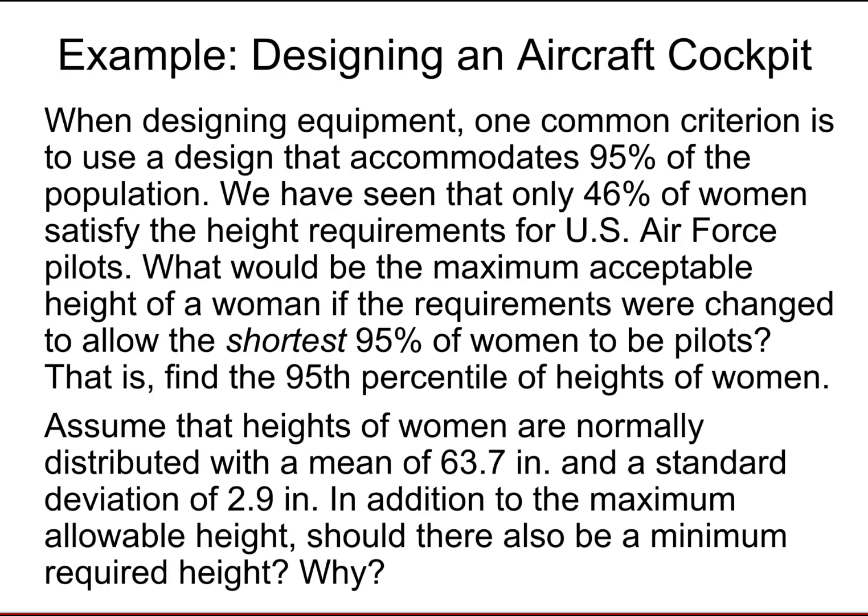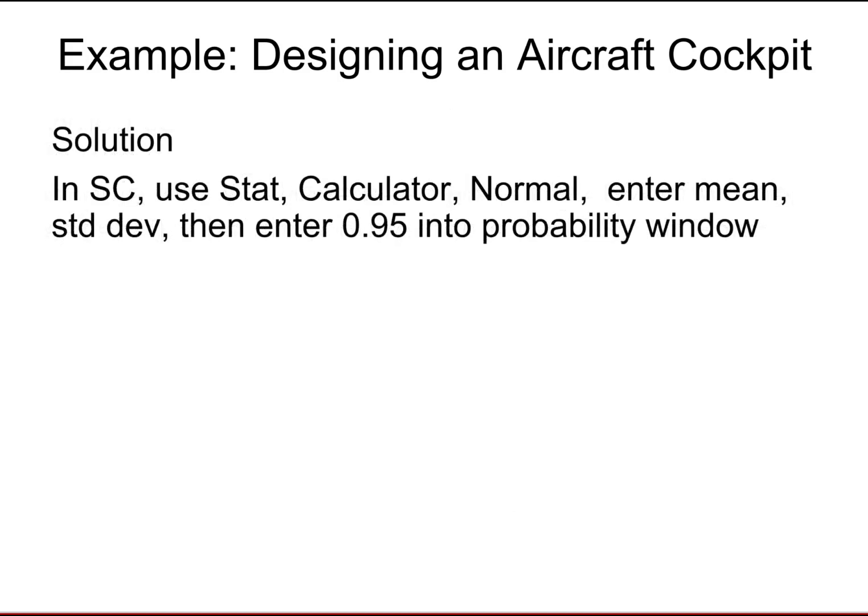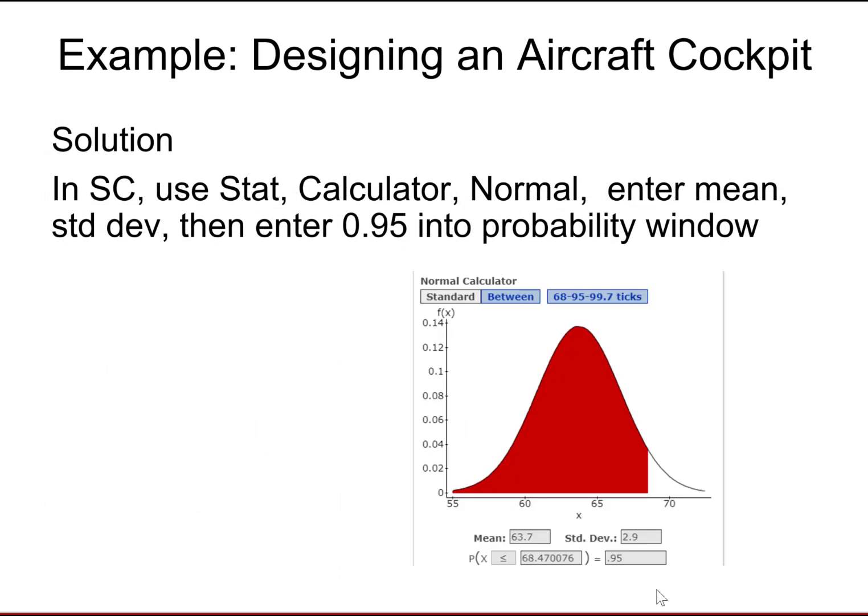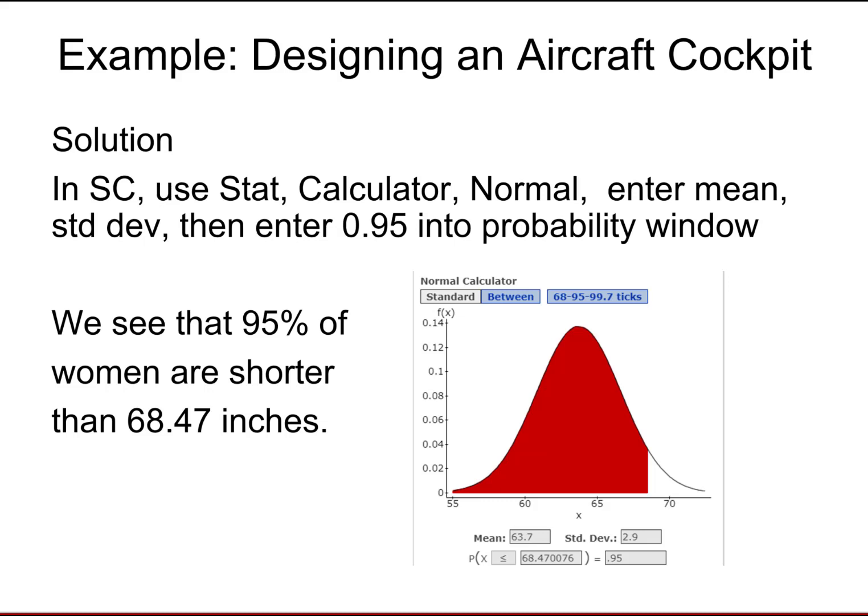If so, why? Okay, so I'm going to go into StatCrunch. I'm going to enter the mean and the standard deviation, and then I'm going to put 0.95 into my probability window here. And I notice again, I'm going to find the 95th percentile, and it falls at about 68.5 inches, or 68.47. So we see 95% of women are shorter than that, about 5'8.5" tall.